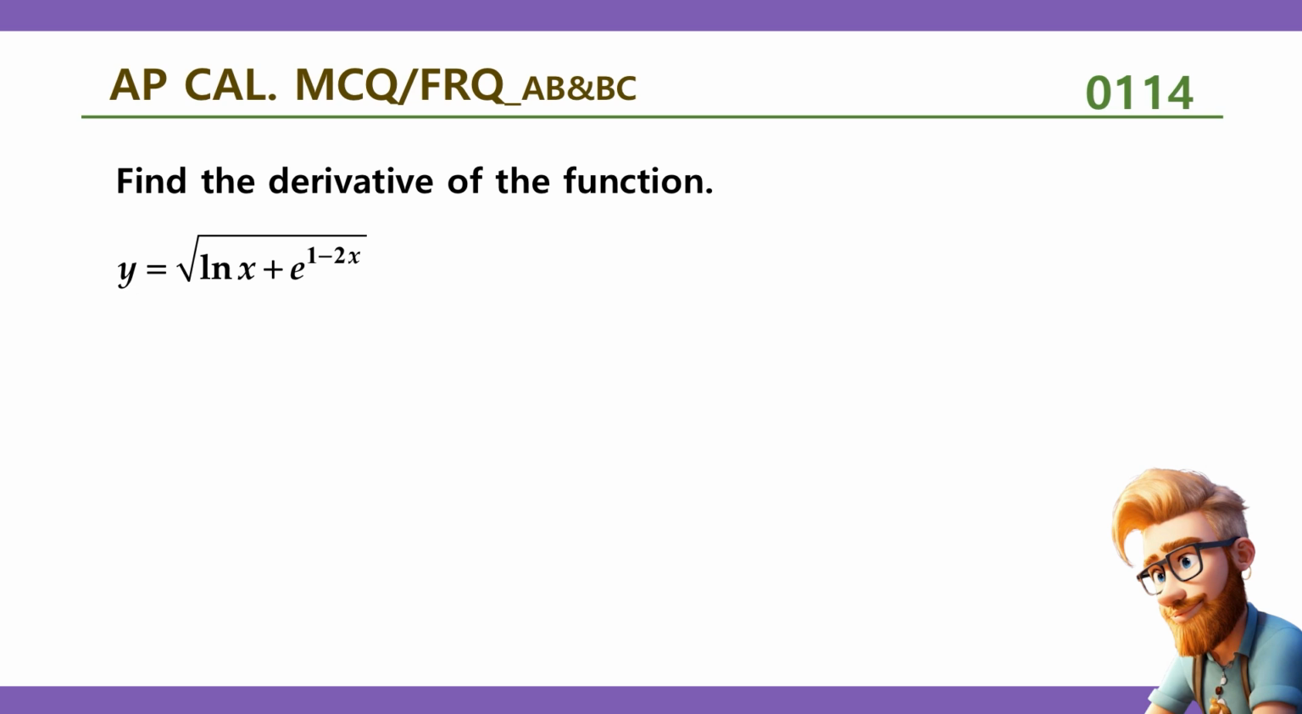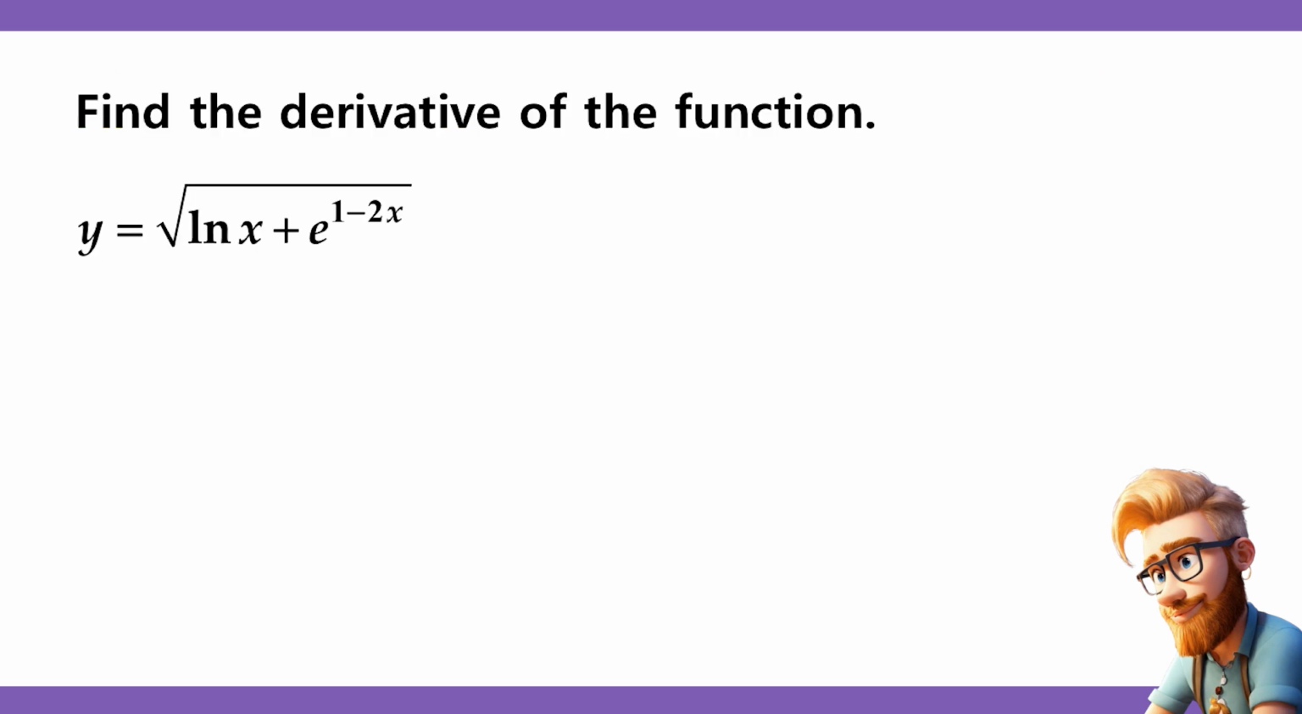Question 114. We have the function y is equal to the square root of natural log x plus e to the 1 minus 2x. If we have a square root, rewrite this function in exponent form. So let's do that. This is equal to natural log x plus e to the 1 minus 2x to the power of 1/2, right? Now find the derivative of this function.